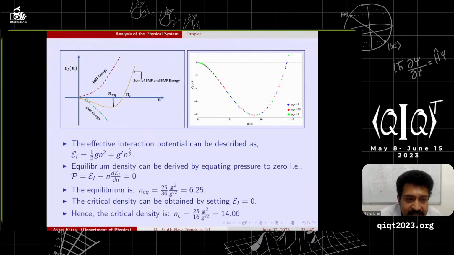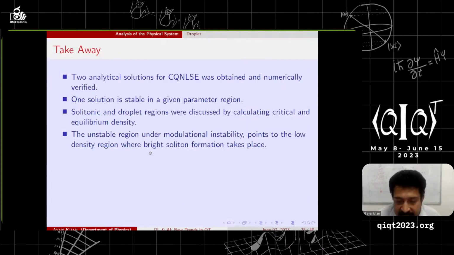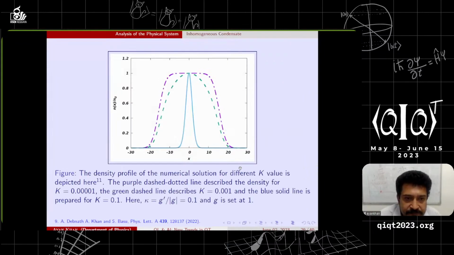So here the droplet formation starts from the soliton, and after that again it goes back to the soliton. The droplets again start breaking down and it becomes a soliton again. That signature we will see in the next study. So the soliton droplet regions are discussed by calculating the critical and equilibrium density, and the unstable regions under modulation instability point to the low density region where bright soliton formation takes place.